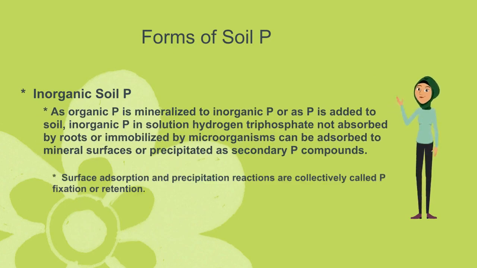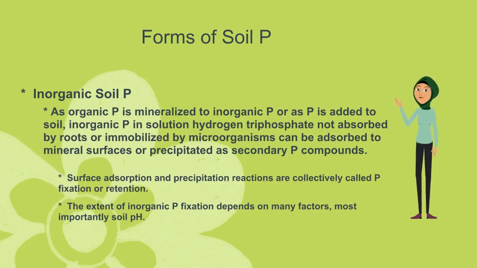Inorganic soil P. As organic P is mineralized to inorganic P or as P is added to soil, inorganic P in solution, hydrogen phosphate, not absorbed by roots or immobilized by microorganisms can be adsorbed to mineral surfaces or precipitated as secondary P compounds. Surface adsorption and precipitation reactions are collectively called P fixation or retention. The extent of inorganic P fixation depends on many factors, most importantly soil pH.